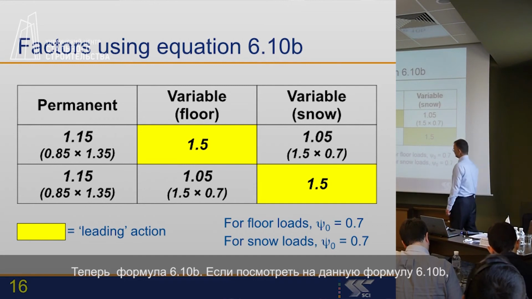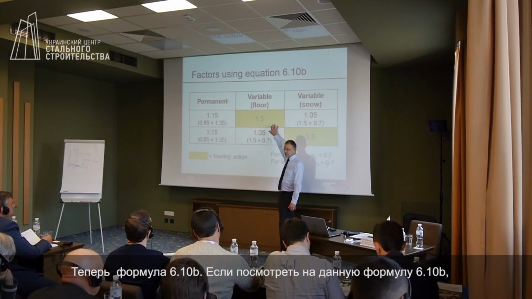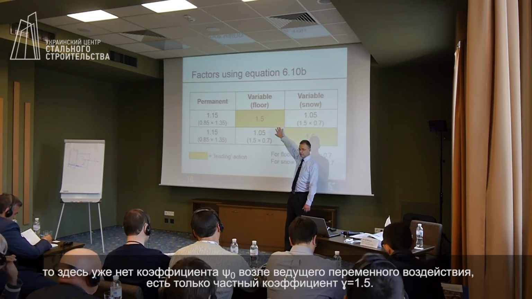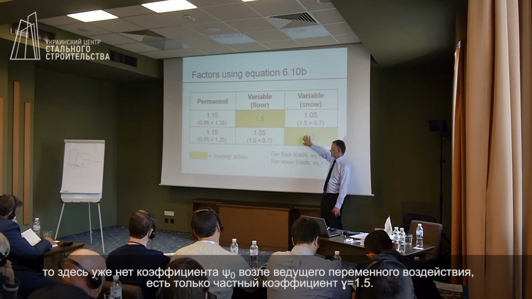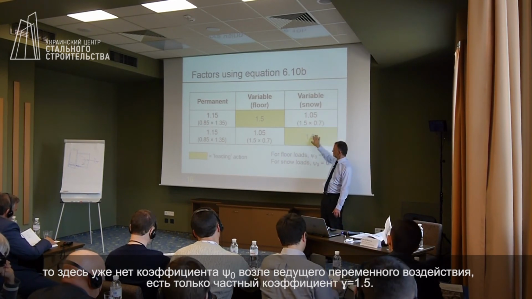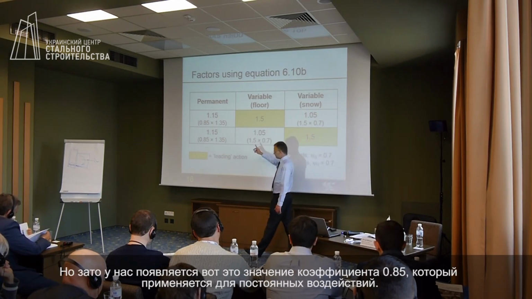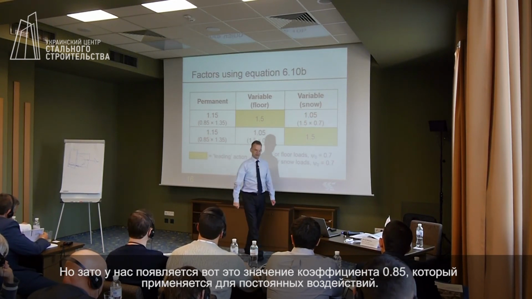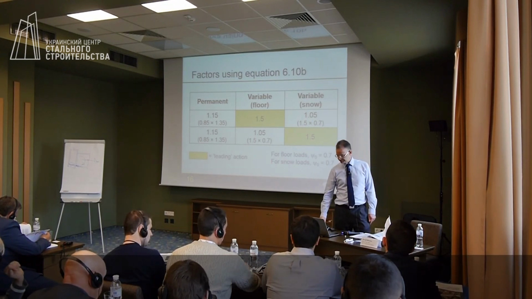This then is 610B. So notice in 610B, there is no psi associated with the leading variable action. So here is the leading variable action, here is the leading variable action, just the partial factor of 1.5. But now we have this value of 0.85, which is applied to the permanent actions.